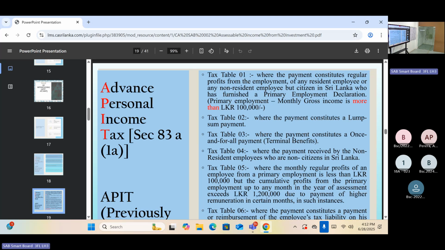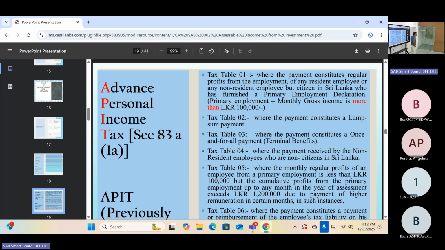Partly, if somebody is getting something, a lump sum payment, we have to apply Table 2. Table 3 is for once and for all payments. This type of thing is a once and for all payment. If the employee again, that's why it's called a once and for all payment.